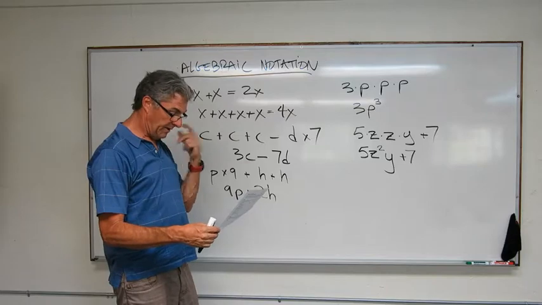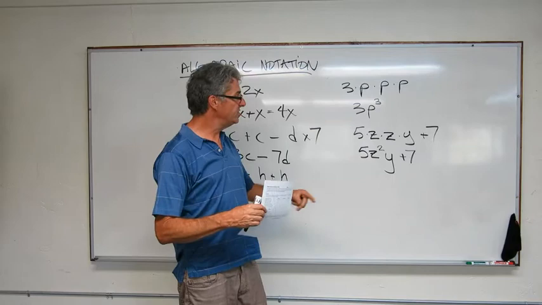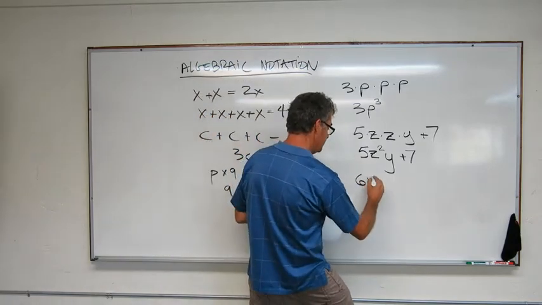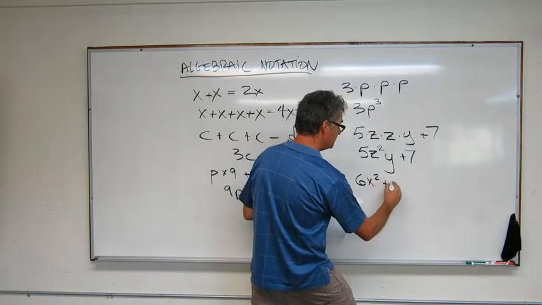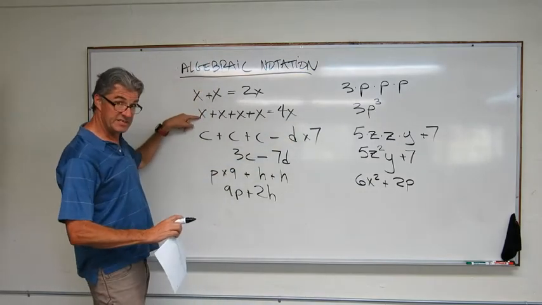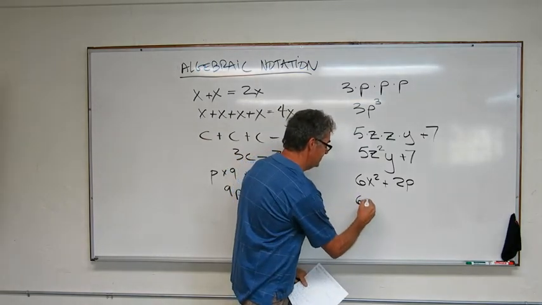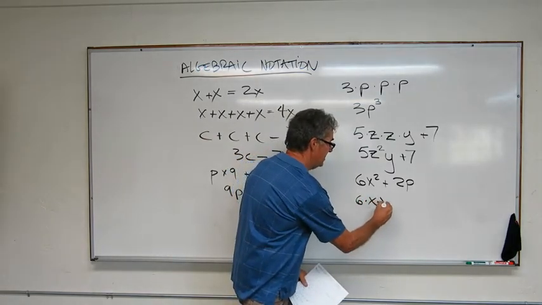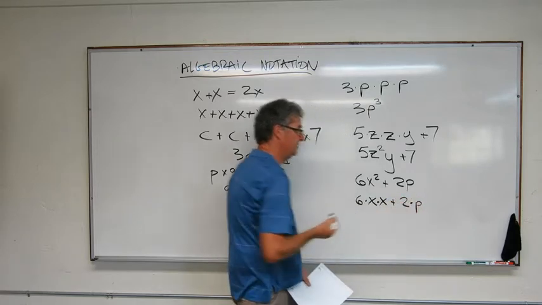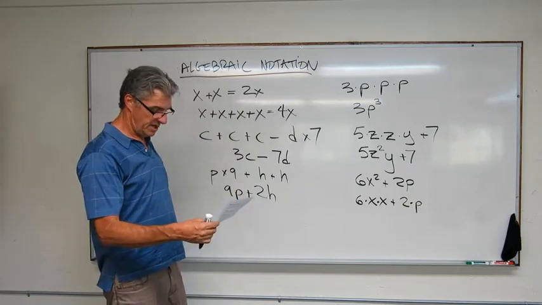Let's try one more. What we're going to do is try going the other way. Okay, so how about if I were to write 6x squared plus 2p, how would I go backwards and write like one of these things where we started these problems? Well, it's pretty simple. This is 6 times x plus 2 times p. Okay? We don't usually do this in algebra, but you will see that a little bit in tonight's homework.